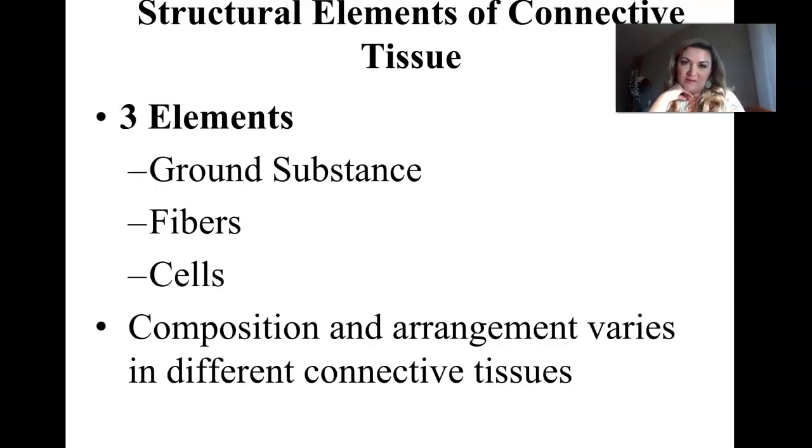Now, structural elements of connective tissues. You're going to have 3 elements that you're going to find here. You're going to have the ground substance. That's going to be the substance that fills up that space. You're going to find fibers throughout and different types of cells. So you need to know these 3 elements that you're going to find. The composition and arrangement is going to vary depending on what type of connective tissue that we're talking about.